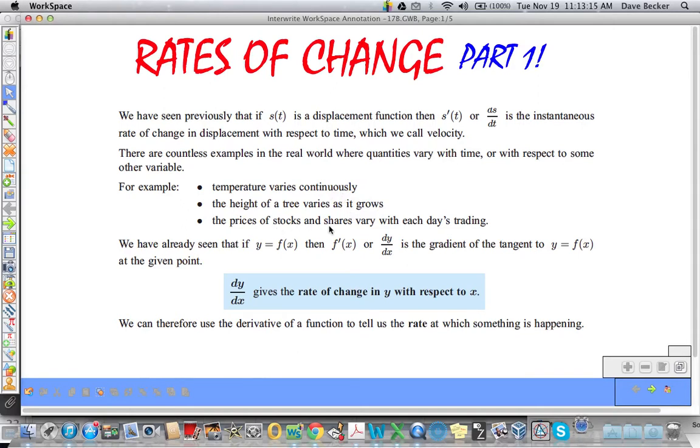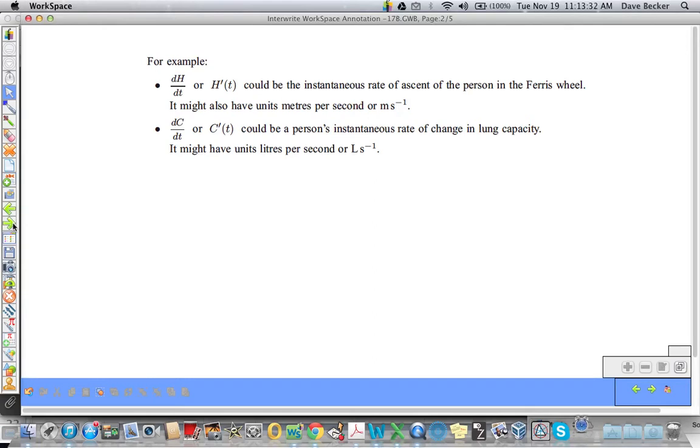Stocks change all the time. Everything in life, almost everything in life, is changing constantly. That's why calculus is awesome with a capital A. So we can use the derivative of a function to tell us the rate at which something is happening. For example, just a couple of them here. Instantaneous rate of ascent of the person in a Ferris wheel.